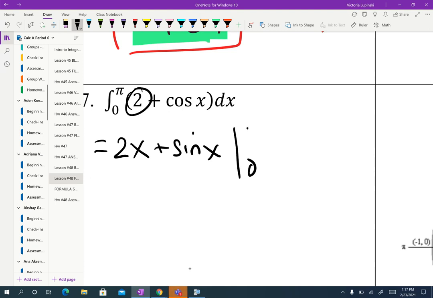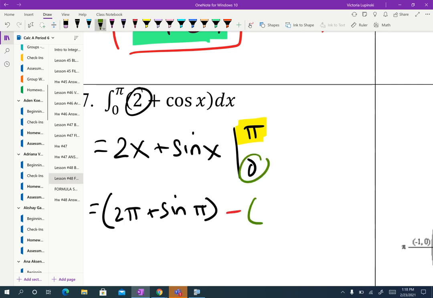And you're going to evaluate that from 0 to pi. You're going to go ahead, of course, and start by plugging in the pi up top. So if you go ahead and start by plugging in the pi up top, you're going to get 2 times pi, which is 2 pi, plus the sine of pi. Then again, it's always a minus. Your second calculation involves putting in the 0. So 2 times 0 is 0, plus the sine of 0.